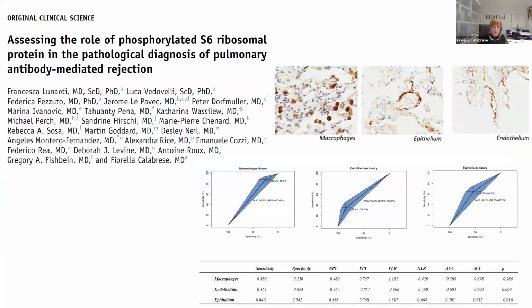Phosphorylated S6 ribosomal protein has been demonstrated to have a higher sensitivity than C4D. It is also demonstrated positive in either complement-dependent or complement-independent AMR. However, its specificity is high only when we detect the immunostaining in different cell phenotypes: macrophages, epithelium, and above all, endothelial cells.